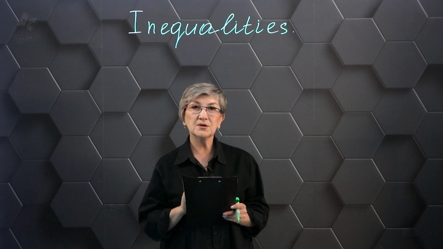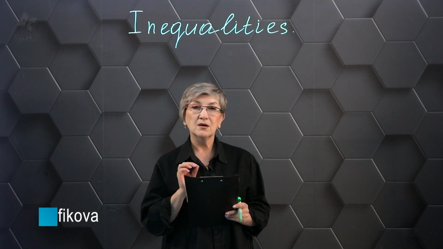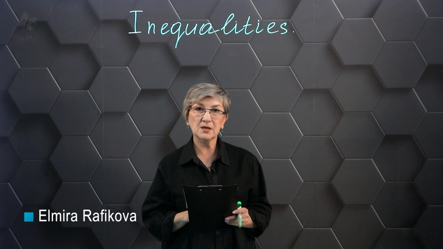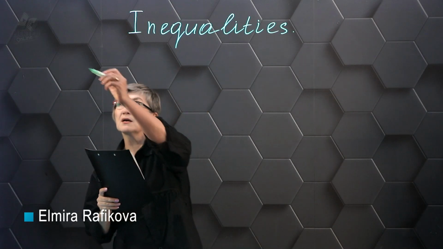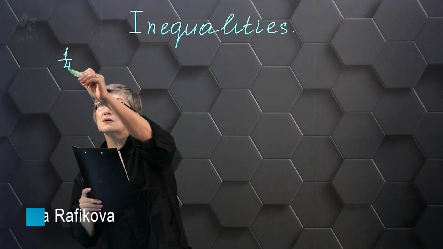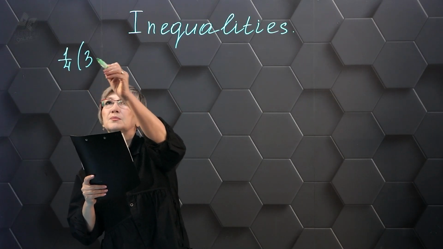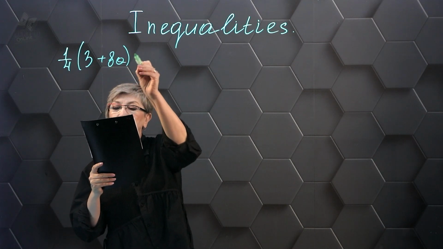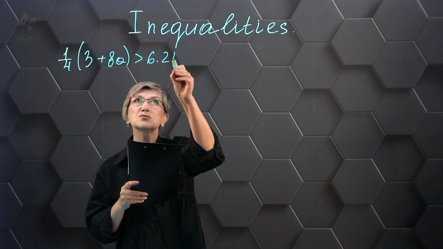Hello! Today in class we will solve some inequalities where we will use the distributive property. The first inequality: 1/4 multiplied by (3 plus 8a) is greater than 6.25 plus a.